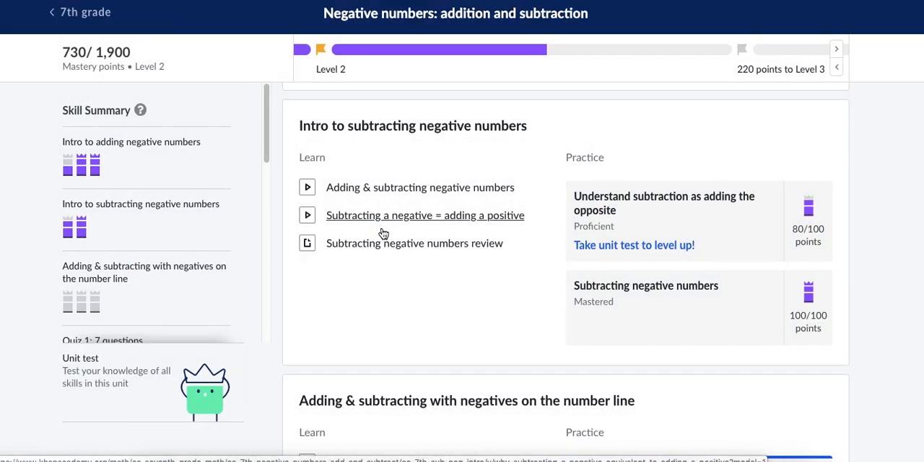Okay, again, a couple of videos there to help you along. The whole idea of this is adding the opposite. You're just changing the sign, adding the opposite, and then you can, of course, apply your same sign sum, different sign difference from the previous skill.